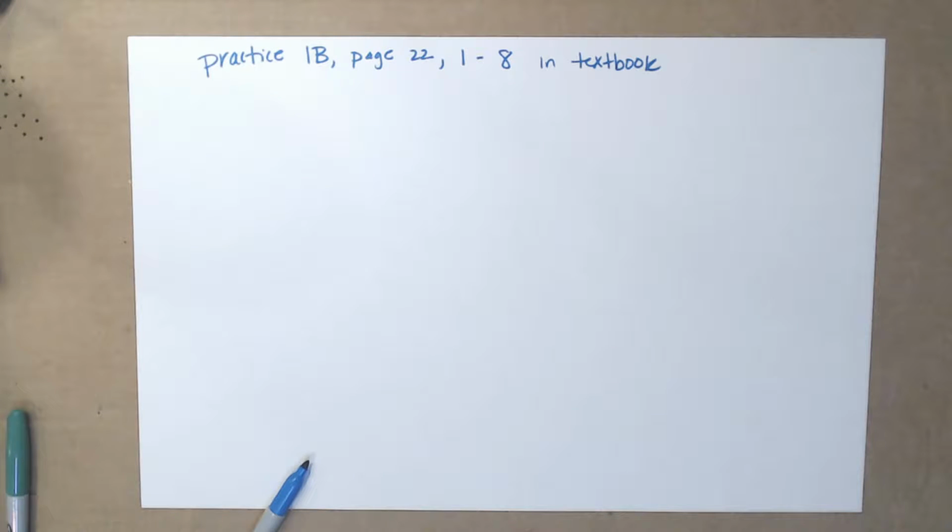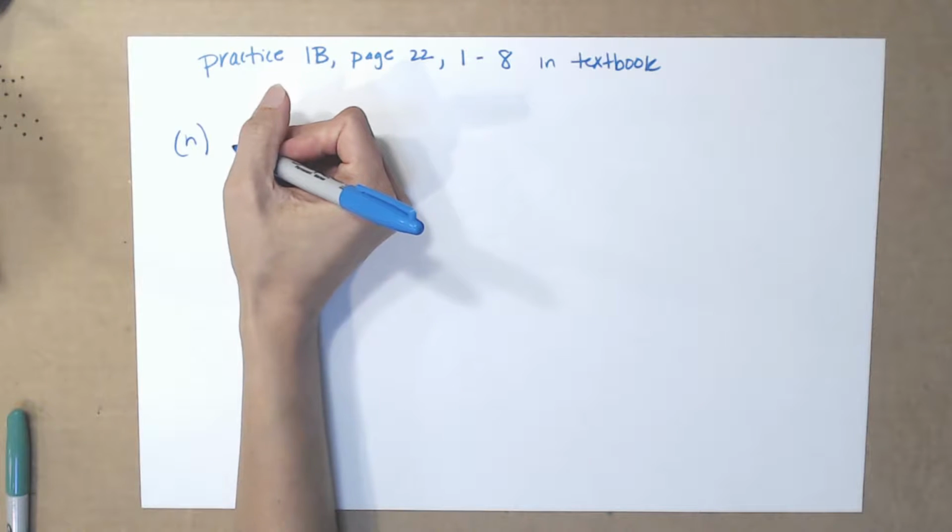We'll be going over practice 1B, page 22, numbers 1 through 8 in the 5A textbook. Before I do that, I just want to go over one problem from page 10 and one problem from page 11 of your workbook, just because I know those were a little more difficult.